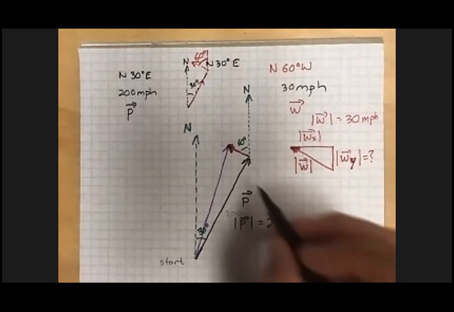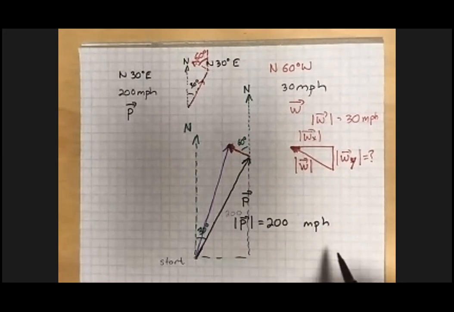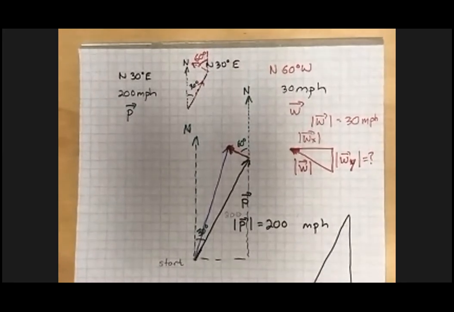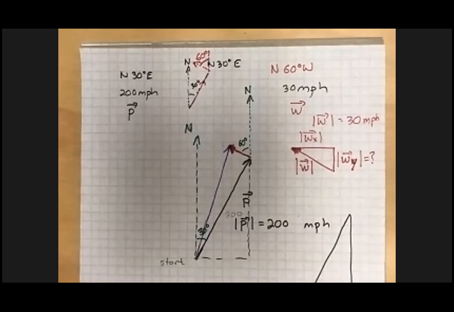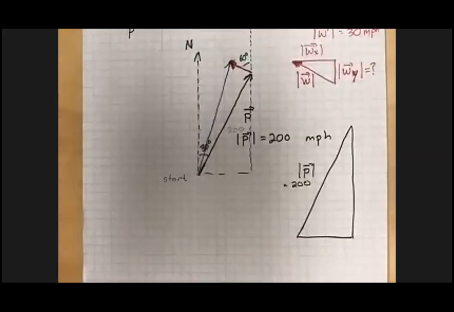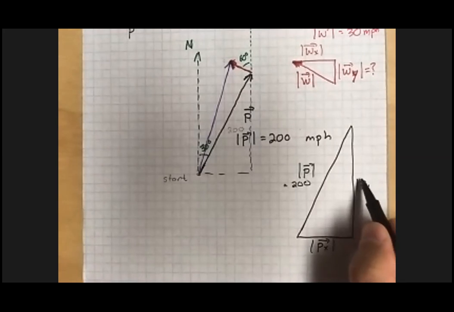Let me enlarge the plane's motion. There's a right triangle right there. I enlarge the plane's motion. Pull this triangle outside here and look at it. And I know that the length, or the magnitude, of the plane's motion is 200 miles per hour. But I would like to know how long this horizontal component is and how long this vertical component is.